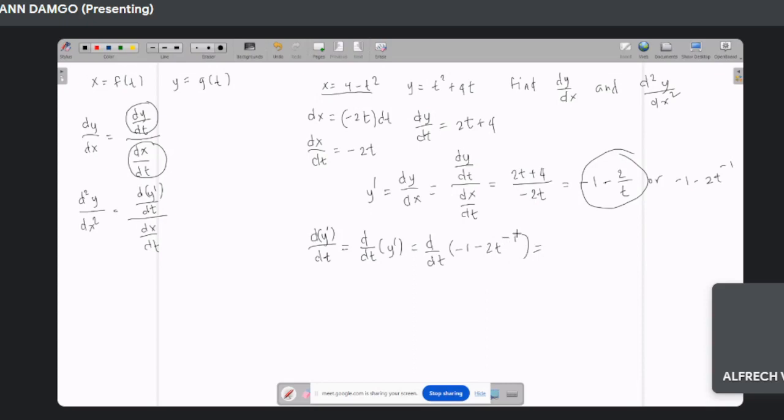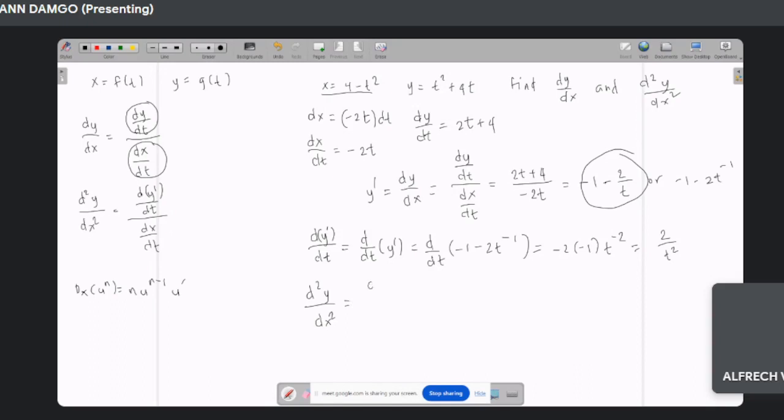So, apply the power rule. So, we have the derivative of u to the n is equal to n u to the power of n minus 1 times u prime. So, this is negative 2 times negative 1 t to the power of negative 2, in which this is 2 over t squared. Okay, we have a negative exponent. Now, we're not done yet. So we solve for the second derivative.